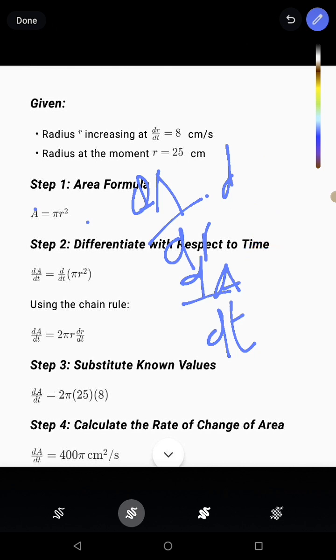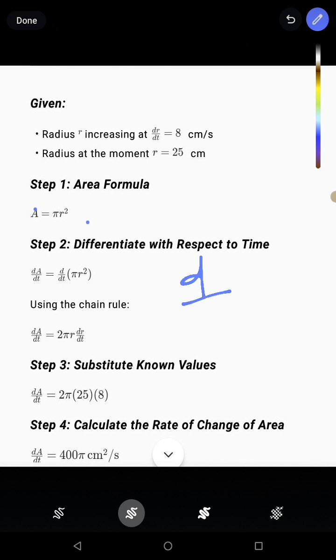The dA/dr is differentiating A with respect to r. Differentiating r square gives 2r, just like what I said before, and pi is a constant. So that is where we get 2 pi r, but the dr/dt is still there. They already gave us dr/dt to be 8, and the radius to be 25, so substitute it into this place.